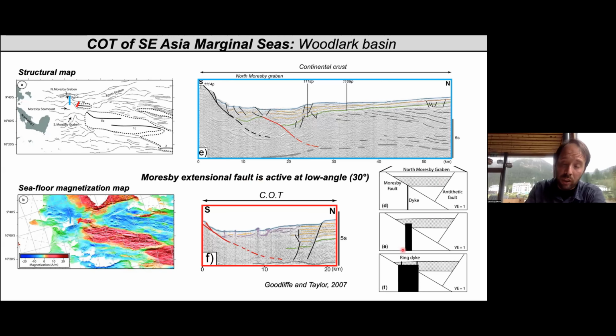So here you have the interpretation of Goodliffe and Taylor, and you see low-angle normal faults cut by dikes and magmatism that will lead to continental breakup. So, in a way, more or less exactly the same style of breakup as the South China Sea.